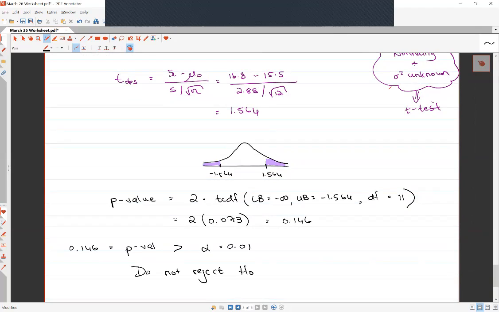So I am not finding any evidence in my sample that suggests homes in DFW or families in DFW use either more or less cranberry sauce than people in the US on average, right? My sample is consistent with the null hypothesis, so my best conclusion is that homes in DFW also consume on average 15.5 ounces of cranberry sauce.